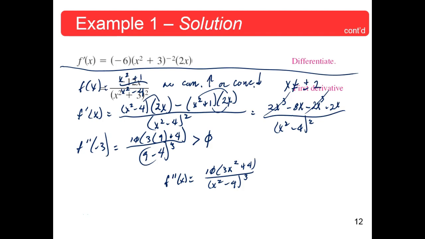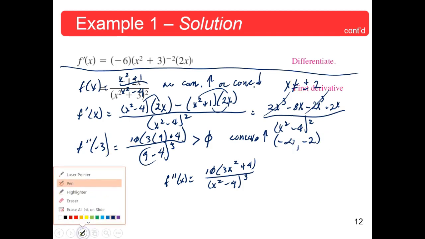It's concave up. So this function is concave up from minus infinity up to minus 2. Now we investigate a point somewhere between minus 2 and plus 2. Pick a value between minus 2 and plus 2.